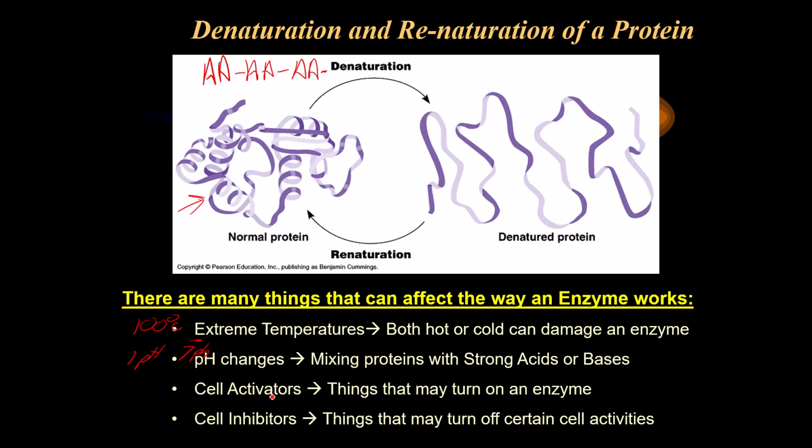Cell activators are things that turn on an enzyme, so they increase the rate of enzymatic reactions. And inhibitors, kind of in the name, slow or turn off certain cell activities. Activators increase that ability to do what the enzymes do. Sometimes we need more of something, sometimes we need less of something. These activators and inhibitors help with upping the activation or lowering the activation, depending upon what we need.